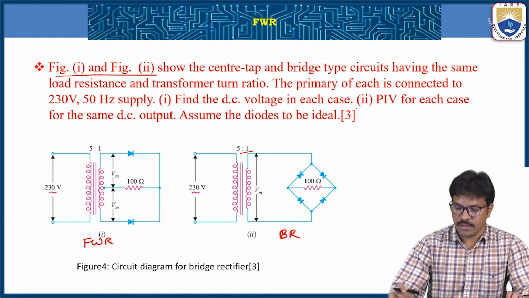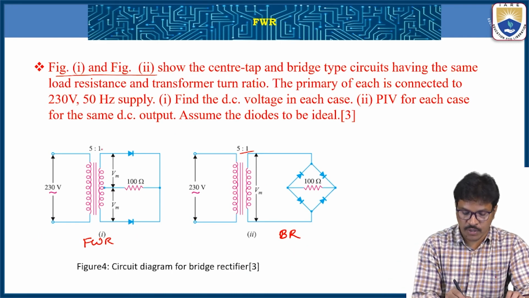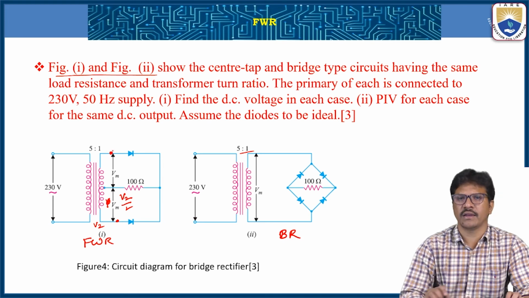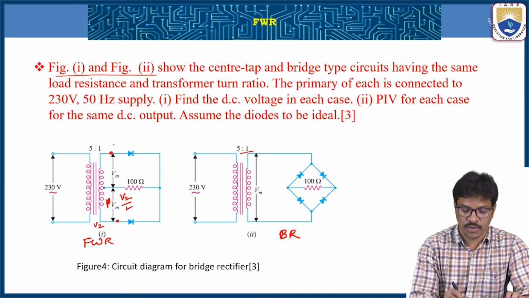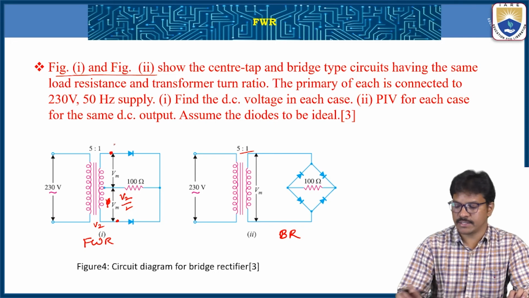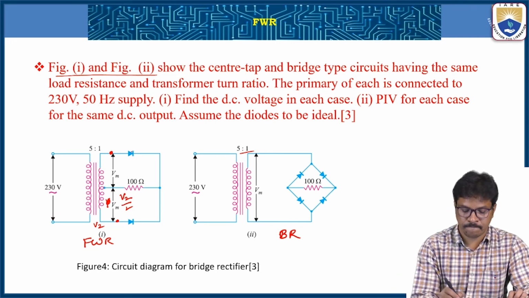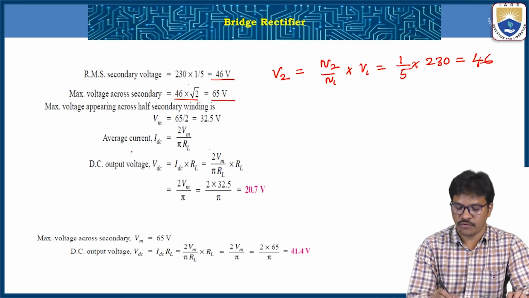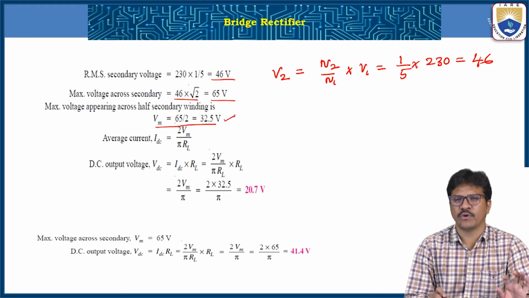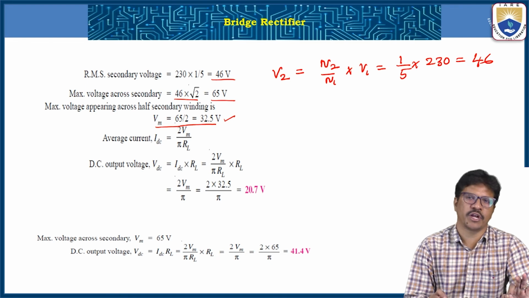In this case, you will get V2. Due to the center tap, the voltage V2 is divided into V2 by 2 across this half, and the remaining V2 by 2 across the other half. So we need to find Vm by 2. We'll get 32.5 for the center tap full wave rectifier.